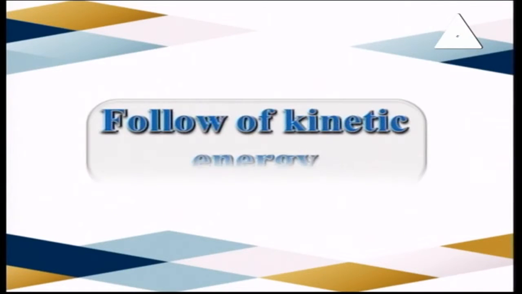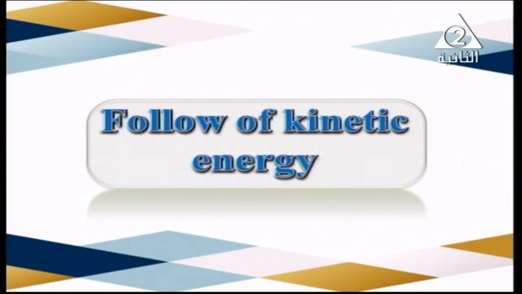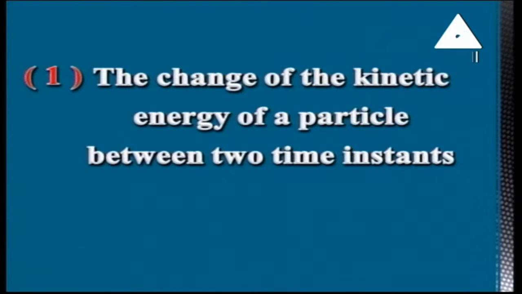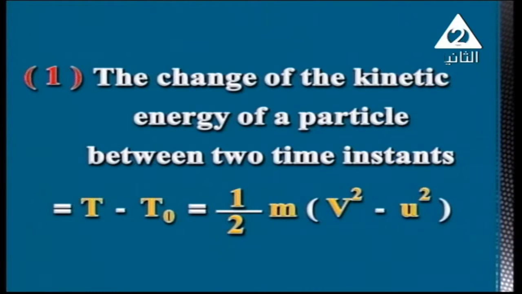My dear student, know that the change of kinetic energy of a particle between two time instances equals T minus T naught. At first, kinetic energy equals half mv square, its symbol is T. Using two time instants, we use T minus T naught equals half m multiplied by v square minus u square.